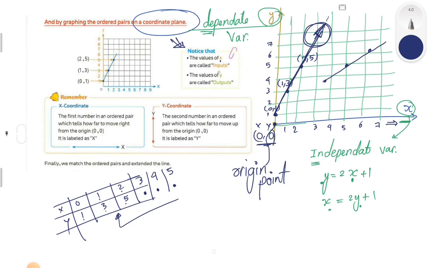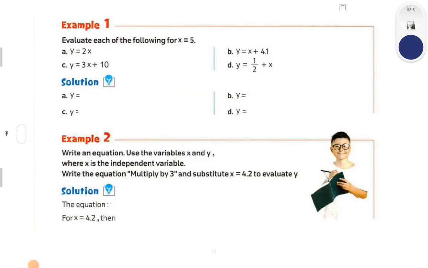Another thing, we call x values the input and y values the output. What does it mean? The x value is the input. This is the independent variable, and the output is the dependent variable, right? x and y.